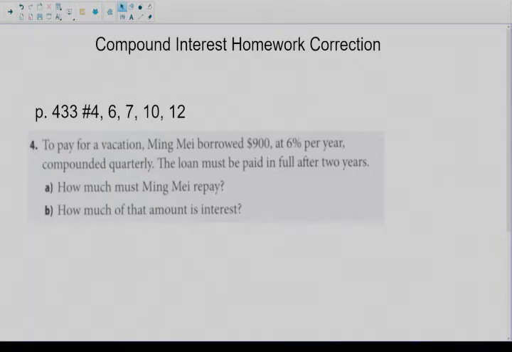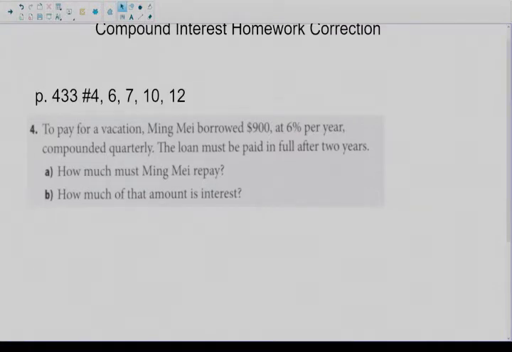Hello everyone. Today we're going to correct the homework from yesterday so that you can see whether or not you did it right and just refresh your memory again and try to make it sink in so you can remember this stuff. So we're dealing with compound interest and we're dealing with different types of compounding frequencies.